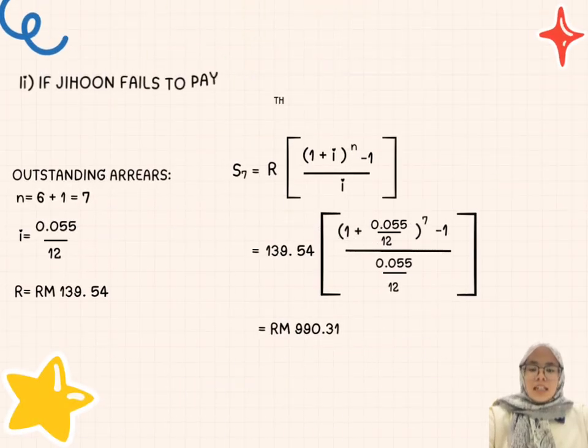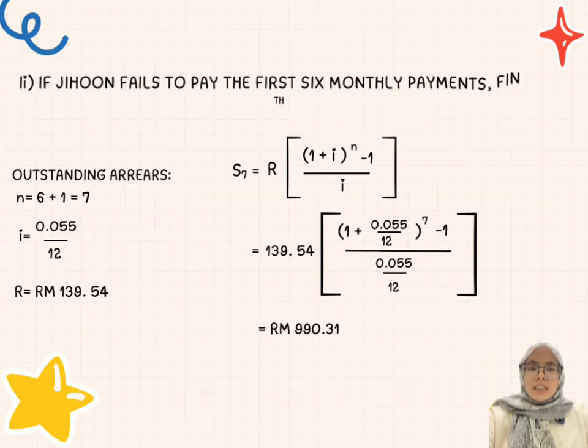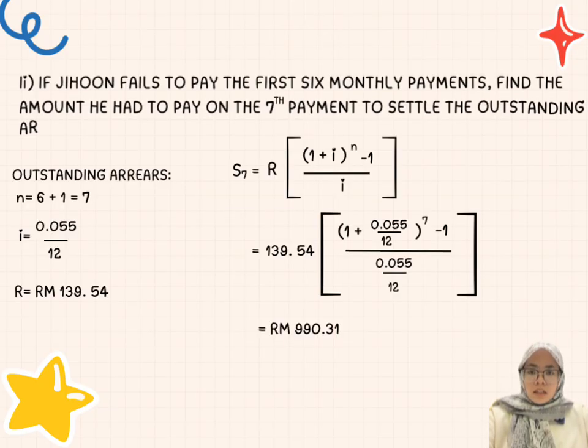The next question is, if Jihoon fails to pay the first 6 monthly payment, find the amount he had to pay on the 7th payment to settle the outstanding arrears. In this question, we use the future value formula, which is S equal R ((1 plus I) into power n minus 1) and divide into I. The number of outstanding arrears is n equal 6 plus 1 equal to 7. I is still same as before, which is 0.055 over 12, and R is 139 ringgit 54 cent.